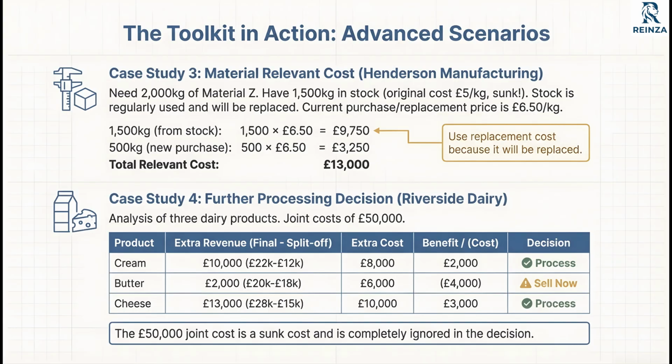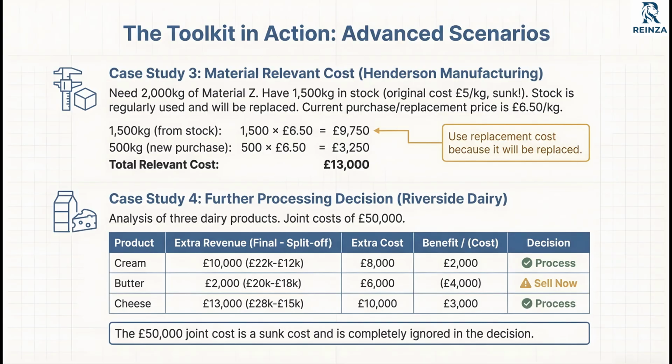Now, a further processing decision for Riverside Dairy. They produce 3 products from a joint process. Joint costs are £50,000, but we ignore these completely because they are sunk. For cream, extra revenue is £10,000, which is £22,000 minus £12,000. Extra cost is £8,000. Benefit is £2,000. Decision, process further. For butter, extra revenue is £2,000, which is £20,000 minus £18,000. Extra cost is £6,000. This is a loss of £4,000. Decision, sell now at split off.